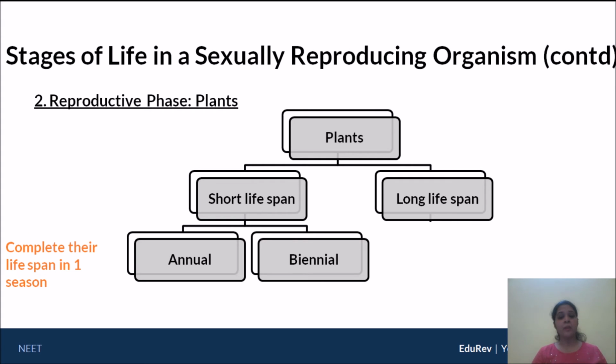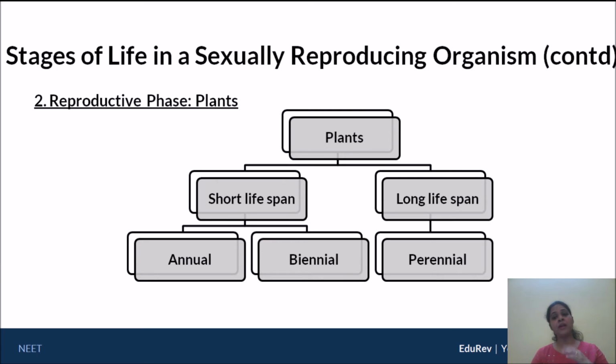That's an annual. But a biennial, the word bi, telling you that two should be involved. Now, what do you mean by two here? It completes its lifespan, so seed to death, in two growing seasons. So maybe let's say the rainy season, maybe a little bit of the winter. Now, these are plants with short lifespans, everything occurring within a year, so to say.